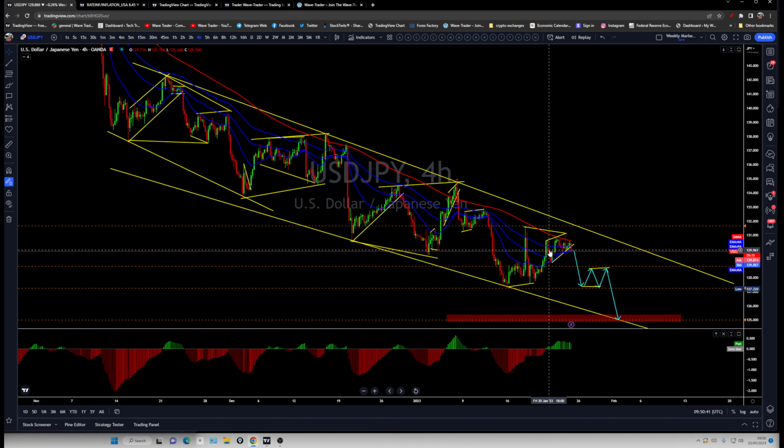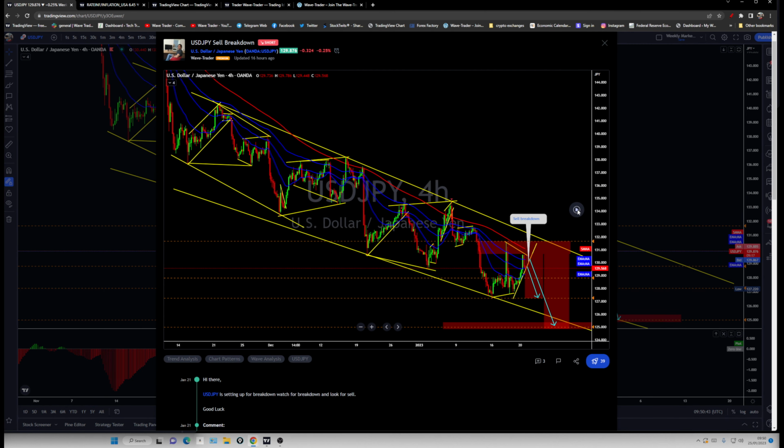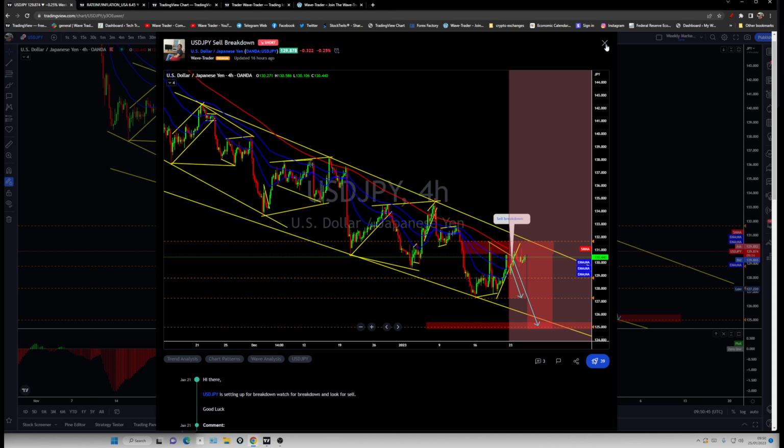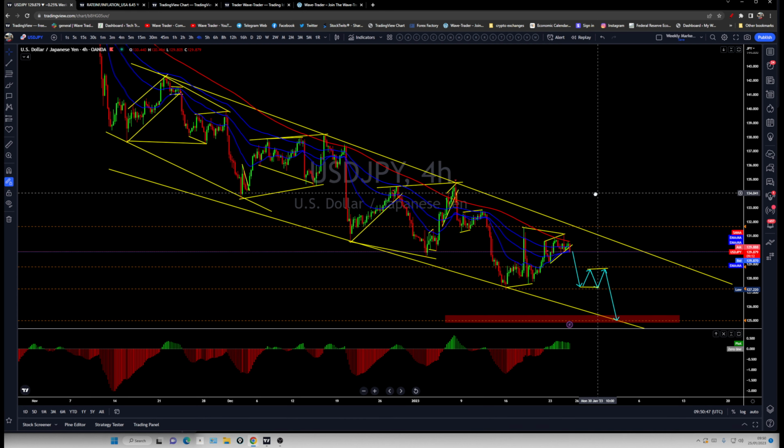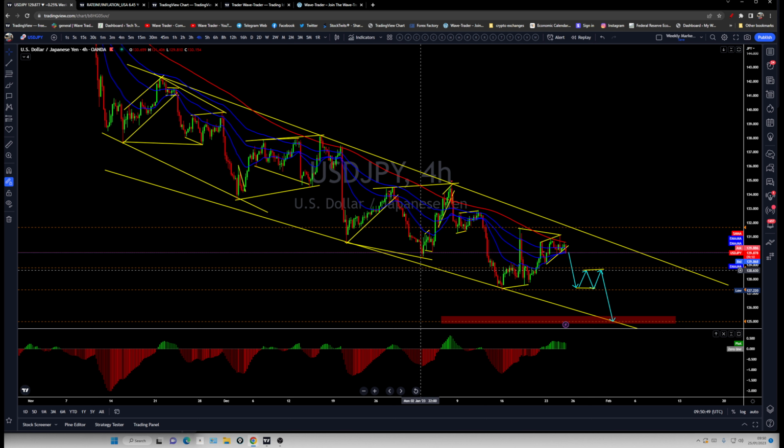So we are expecting again a breakdown from here. Breakdown again from this end, and a possible flat formation can happen over there for another leg lower. So we'll see once price is going to tag that previous low.